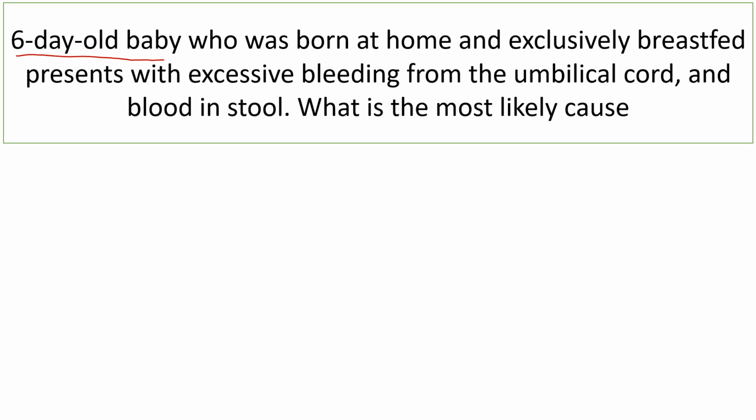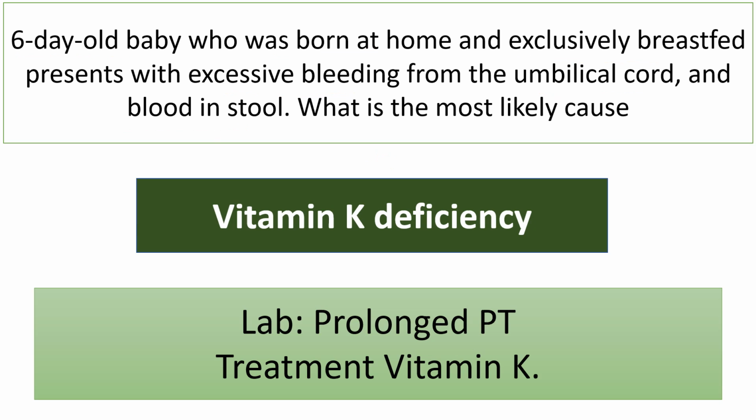A 60-day-old baby, boy or girl, was born at home, exclusively breastfed. Presents with excessive bleeding from the umbilical cord and blood in stool. What is the most likely cause? This baby was born at home, did not receive the routine vitamin K after birth, and presents with excessive bleeding from umbilical cord and blood in stool. This is vitamin K deficiency or hemorrhagic disease of newborn. Laboratory finding: prolonged prothrombin time, and the treatment is vitamin K.